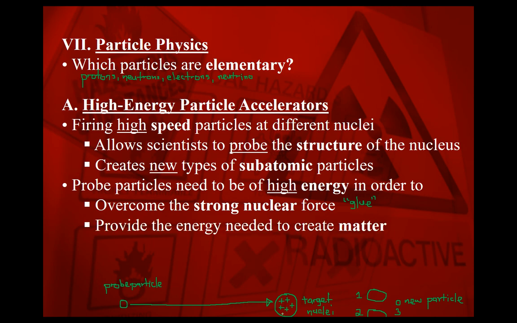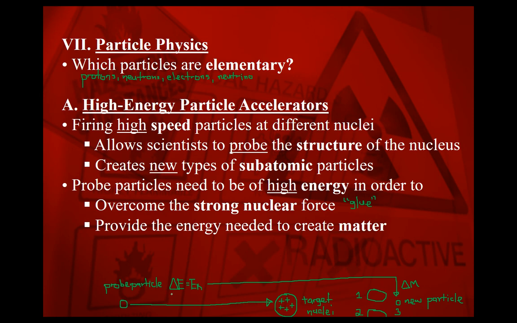The other thing is that if I have a probe particle that has really, really high energy, I might be able to create mass from it. So think of it like this. This probe particle has a lot of energy, delta E, which is kinetic energy specifically. And what we want to do is turn this energy into mass. We want to make a new particle, or try to make a new particle.